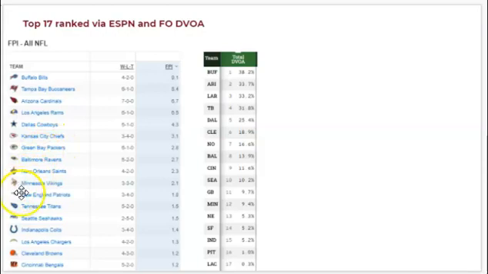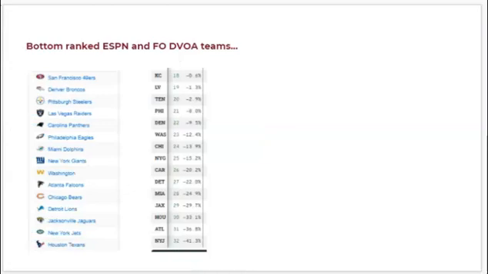So the market's going to drive this more so with them. And this is going to be more of a factual, the way it is, non-biased situation. But it's interesting to compare the two. And I've got the bottom ones coming up here in a minute. Thought you might find it interesting to look at the bottom ranked DVOA teams.